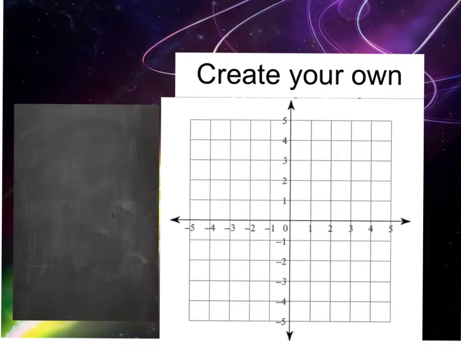Now I'd like you to create your own. Come up with your own example. Make sure you put it in slope-intercept form, or you could make it a little bit more difficult, put it in standard form. Graph it, and then give me one point that is a solution and one point that is not a solution. Bring this in to me, show it to me, and I will give you some extra credit points for doing the example. Good luck.